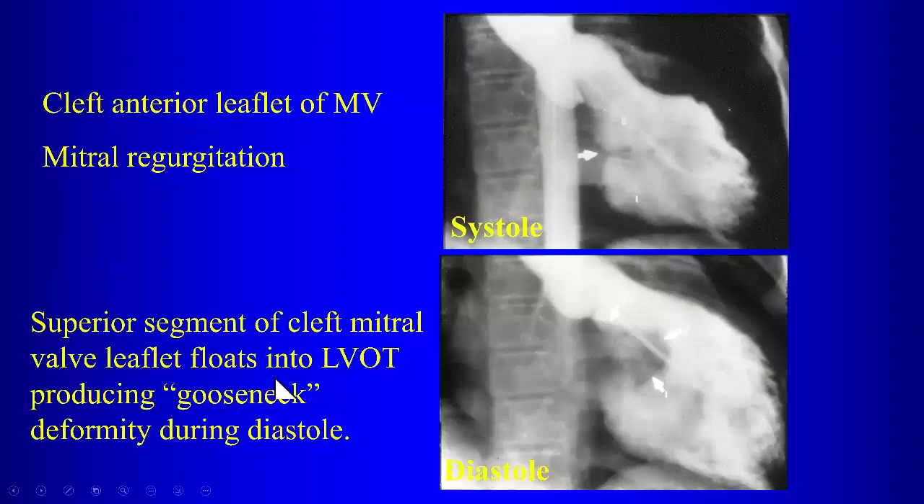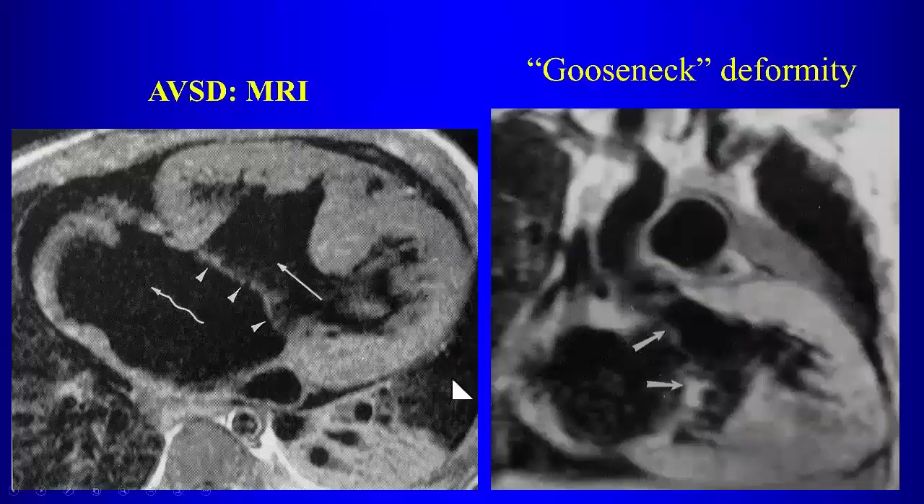Now, with all of these defects, another hallmark of endocardial cushion defect is what's called the gooseneck deformity. So it looks like there's an elongation of the outflow tract here of the left ventricle. That is called the gooseneck deformity. That is associated with endocardial cushion defects. So they might show you that. So the complete defect, you want to be able to recognize that if you're shown that on imaging.